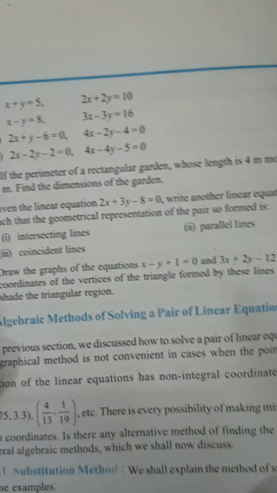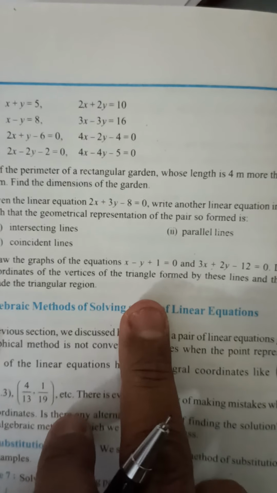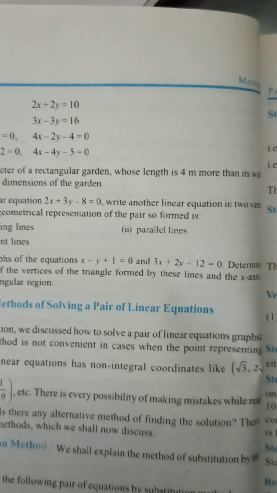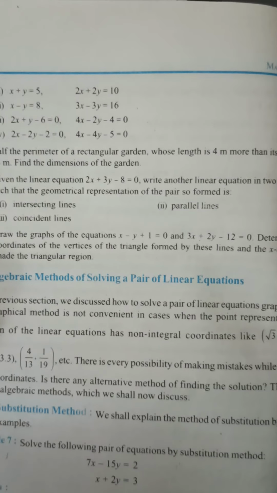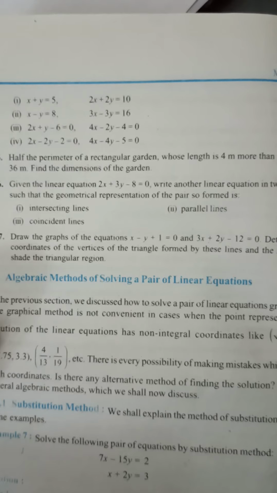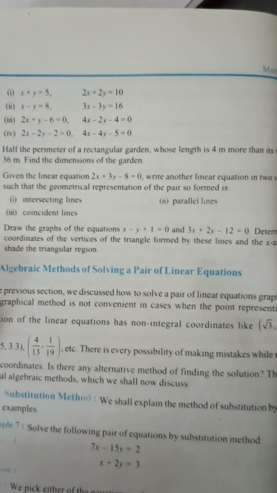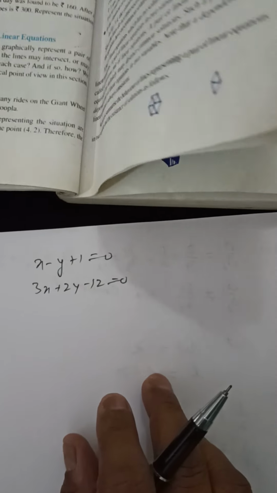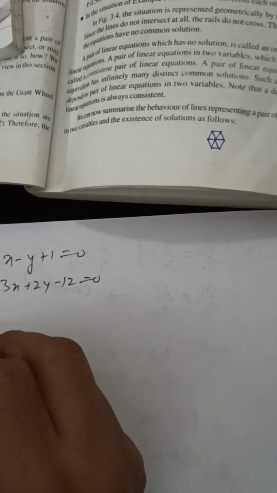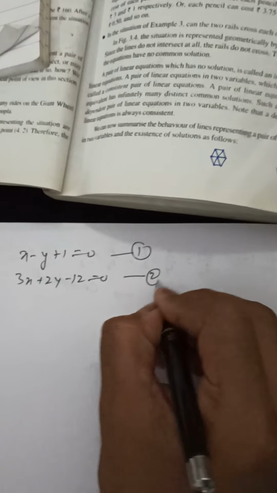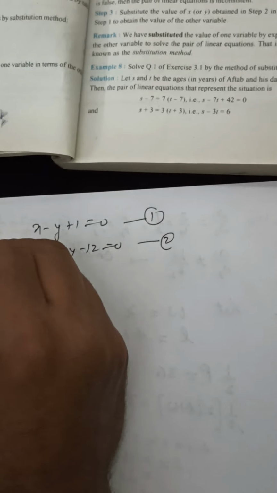The last question of this exercise, very important. Draw the graph of this equation: x minus y plus 1 is equal to 0 and 3x plus 2y minus 12 is equal to 0. Find out the coordinates of the vertices of the triangle formed by these lines and the x-axis and shade the triangular region. In this question, they can also ask you to find out the area of the triangle so formed with the x-axis. Now taking up the first line, this is equation 1, this is equation 2, and we are doing question number 7.